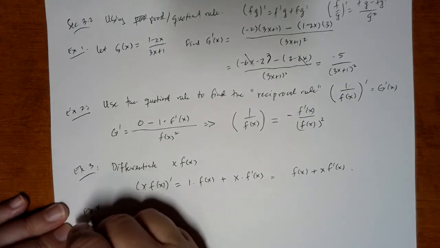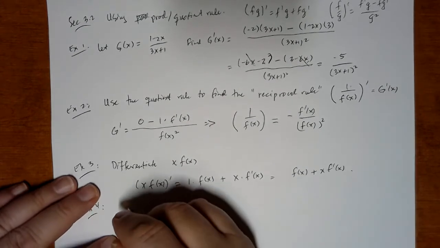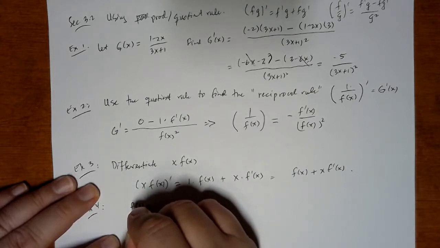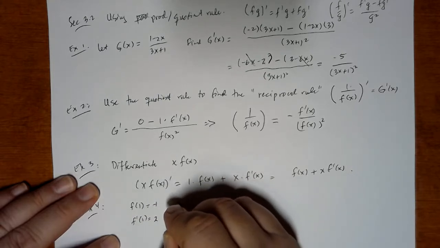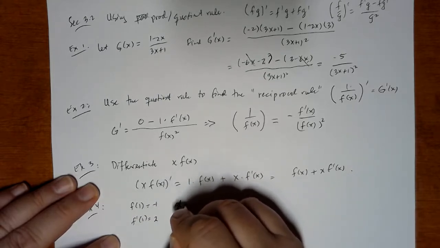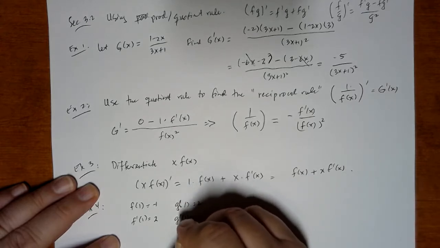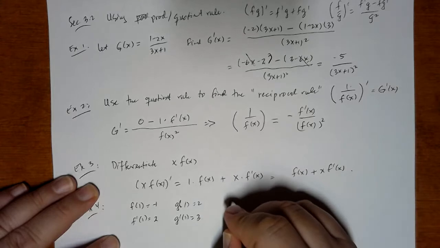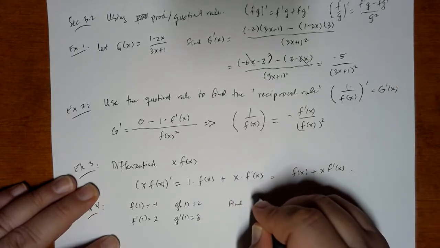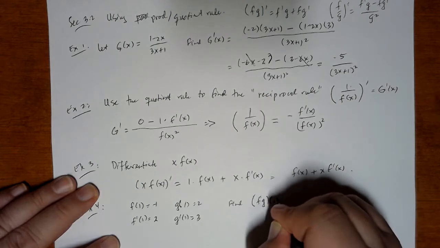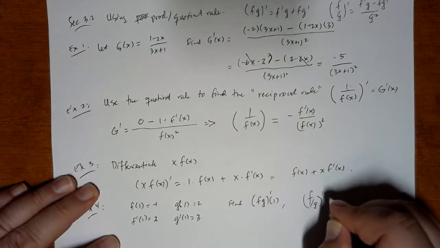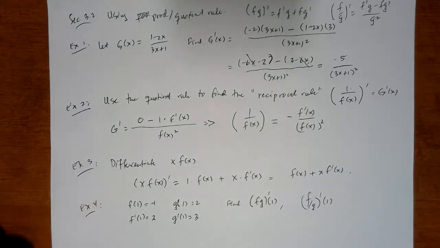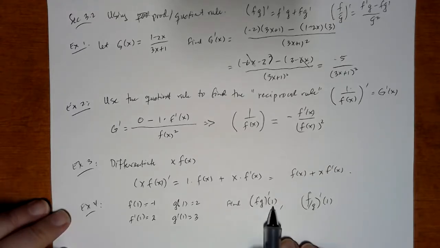Now, example 4. Suppose that I know that f of 1 is minus 1, f prime of 1 is 2, g of 1 is equal to 2, and g prime of 1 is equal to 3. Find the derivative of f g at 1 and the derivative of f over g at 1. So this says differentiate before you plug in 1, right?